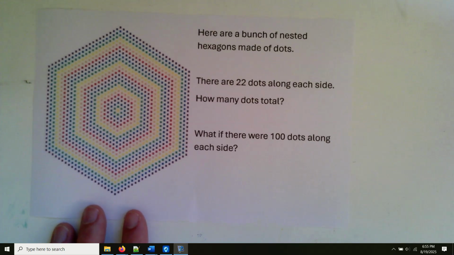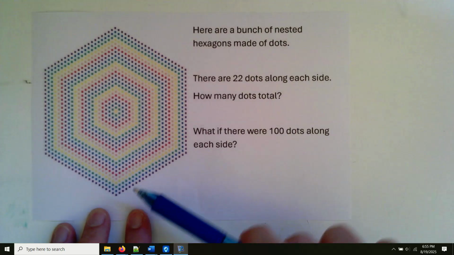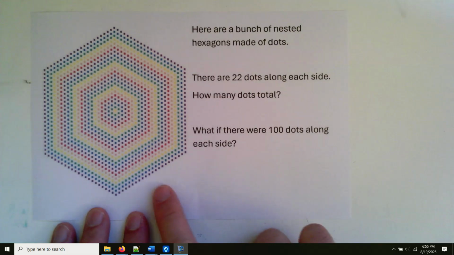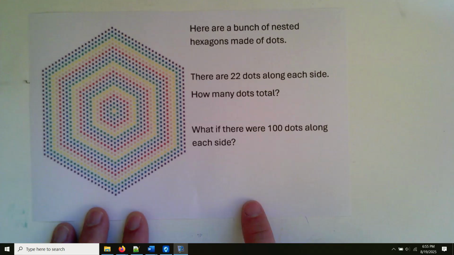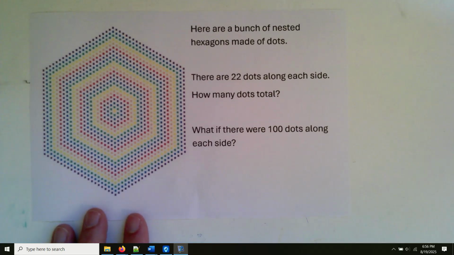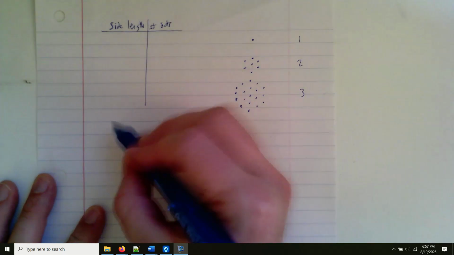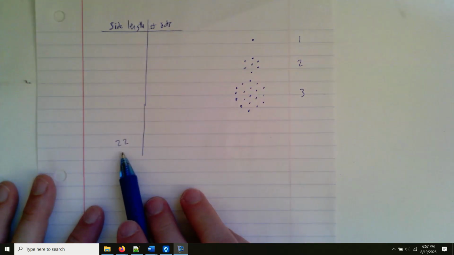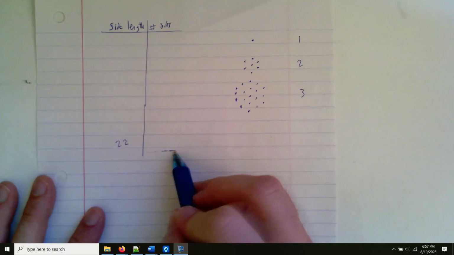But the target idea that I want you guys to think about is this. If you have a problem that's too large, imagine the smallest possible version of that same problem and look at that one. And then one that's one larger and one larger and one larger to collect data. So here's how that might look. What we're really interested in is, if we're going to make a data table, the original problem, there were 22 dots along each side, and I want to know how many dots total. But that was too difficult to figure out.